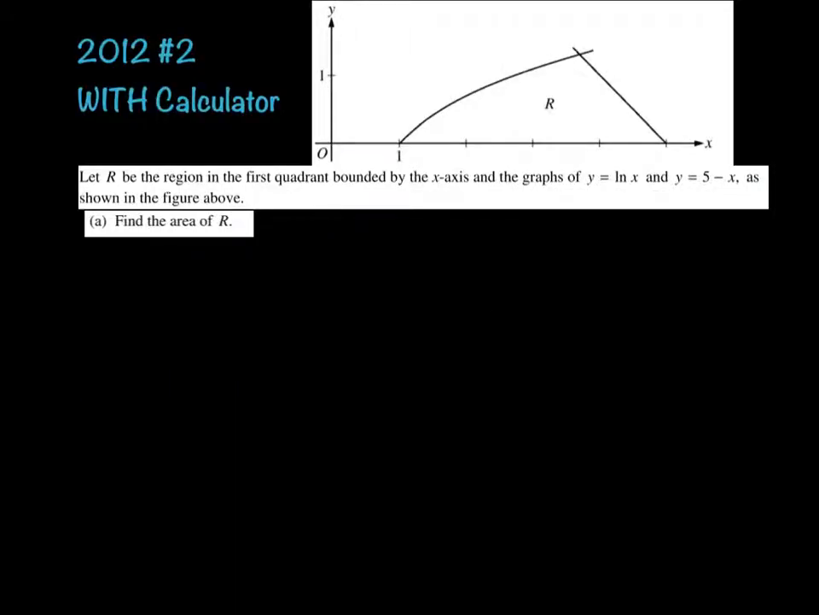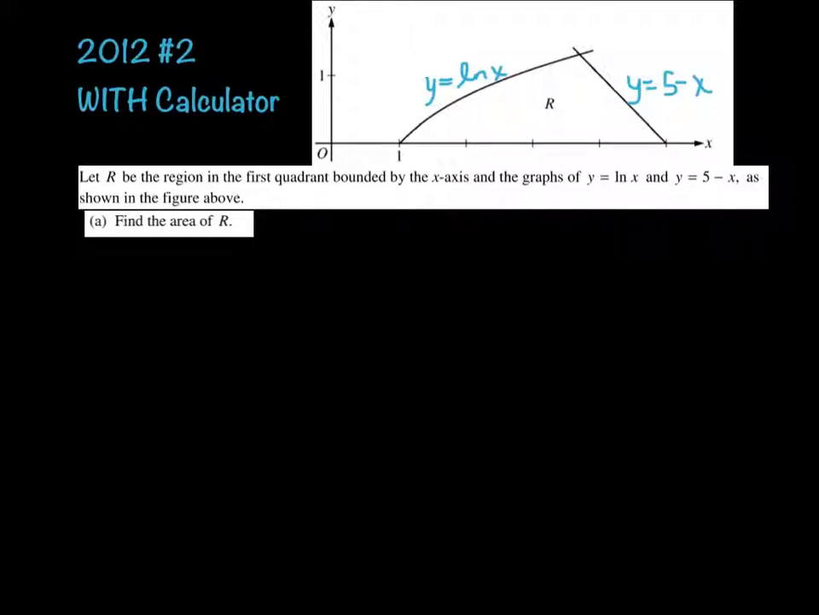The second question we're going to do is 2012, number 2, and this is a with-calculator question. I chose this one because it has a few different elements to it that I definitely wanted to review in the video so that if you come across that in problems, you're ready for them. So 2012, number 2: let R be the region in the first quadrant bounded by the x-axis and the graphs y equals natural log x and y equals 5 minus x, as shown in the figure above. As I look at this, my curved function is y equals natural log of x, and my straight line is y equals 5 minus x. Find the area of R.